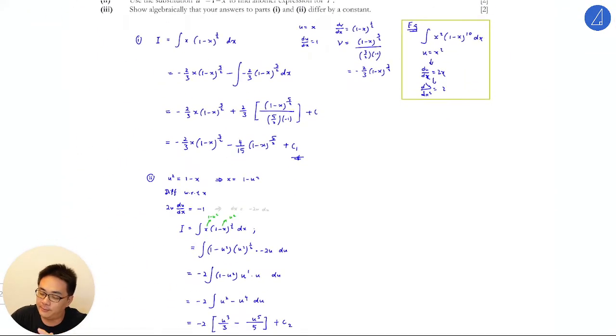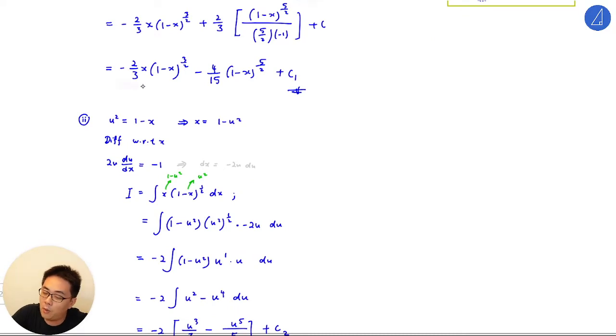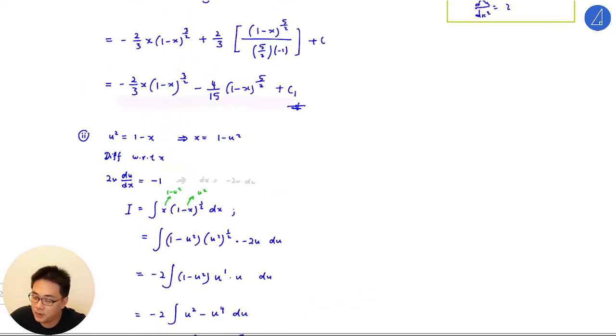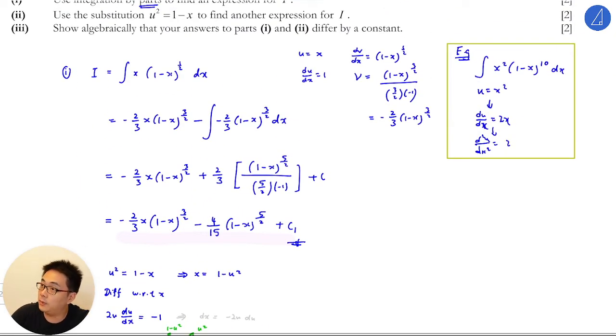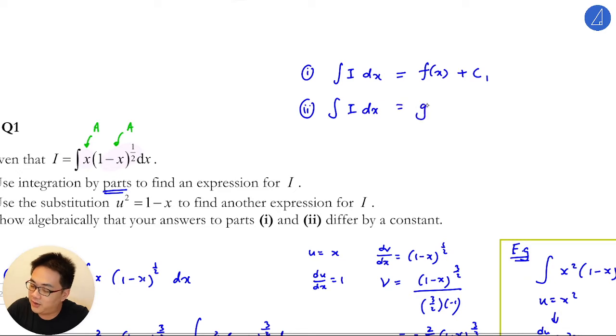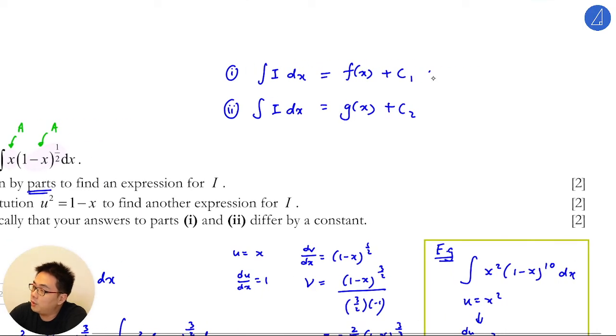Now, do you realize that the answer in part 1 and part 2 looks different? Okay, looks different. But are they equivalent? You expect them to be equivalent. So for example, in part 1, you integrate and get a function of x plus c1. Then in part 2, you get the same I, a function of another function g, you call it g(x). Now, you expect them to be equivalent, right?